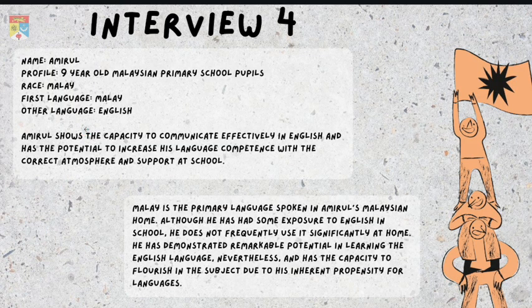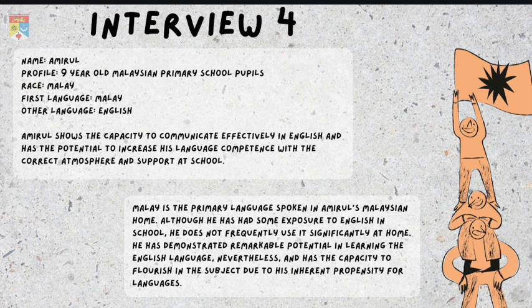For the next interview, the interviewee's name is Amirul. He's a 9-year-old Malaysian primary school pupil. His race is Malay, his first language is Malay, and his second language is English. Amirul shows the capacity to communicate effectively in English and has the potential to increase his language competence with the correct atmosphere and support at school.